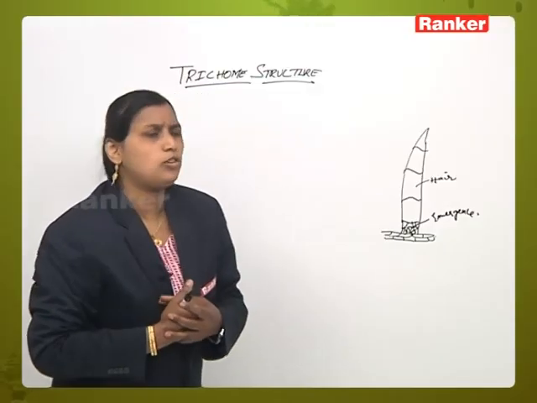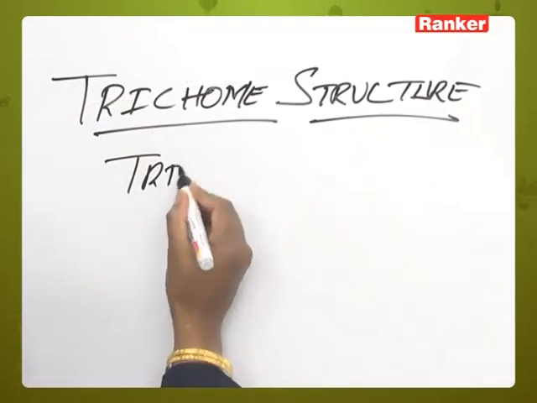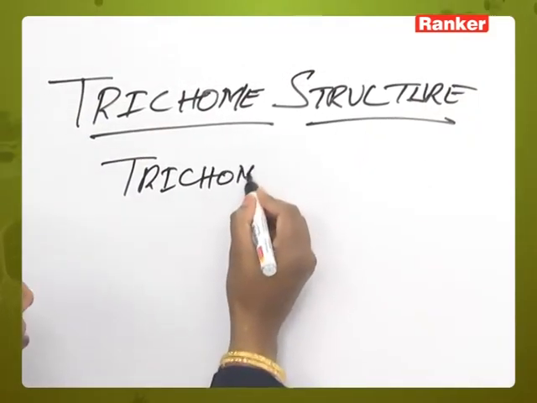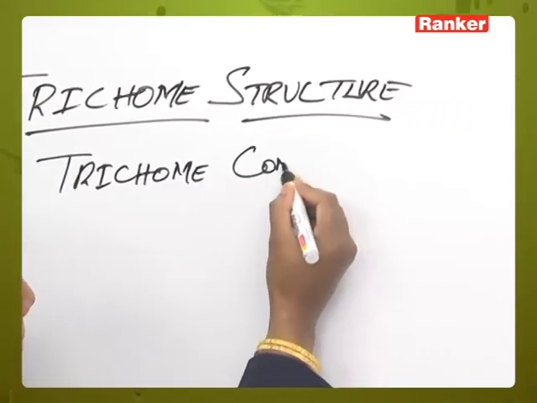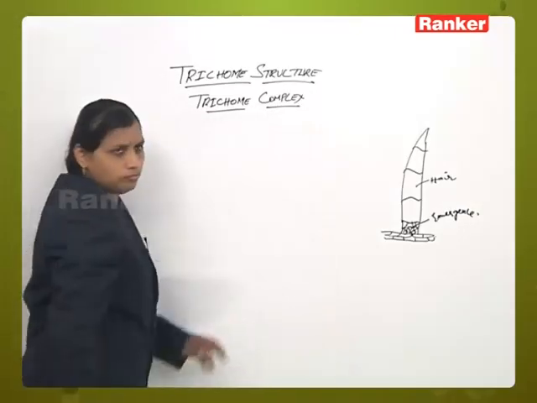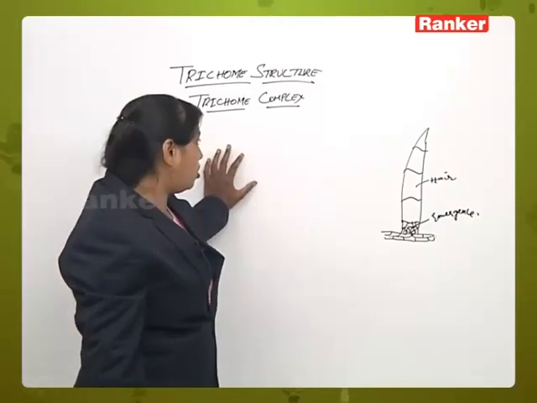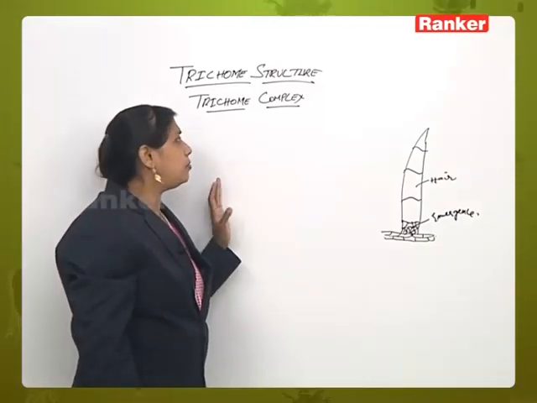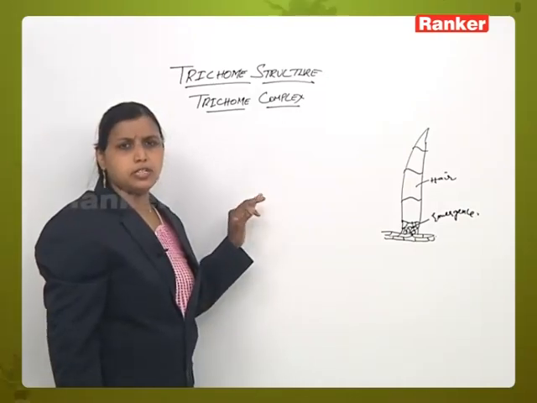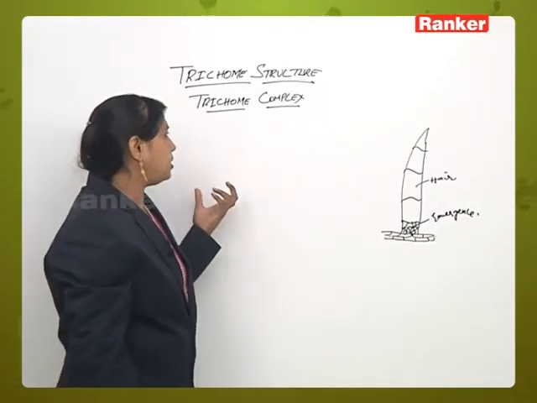Today's topic is trichome structure, or we can also call it the trichome complex. So when we were studying the epidermal tissue system, we mentioned that one more component of the epidermal system is, besides epidermal cells, stomatal cells and its types, another one: trichome. So what are trichomes actually?